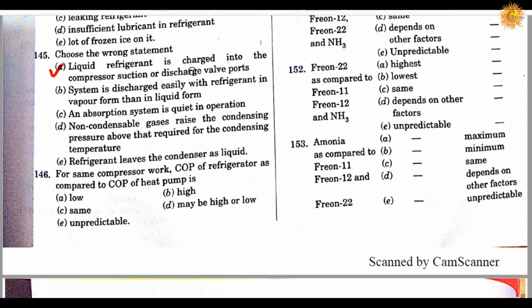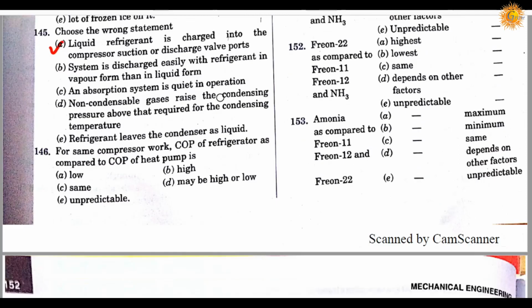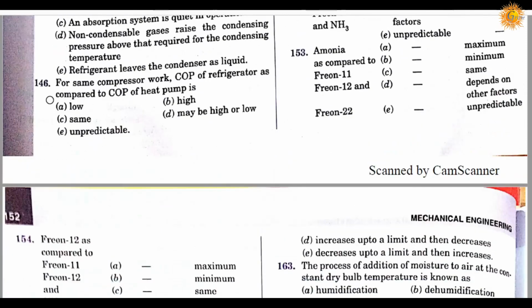Liquid refrigerant is charged into the compressor suction or discharge valve ports. Question number 146. For the same compressor work, COP of a refrigerator as compared to COP of a heat pump is: option A, low; option B, high; option C, the same; option D, may be high or low; option E, unpredictable. So the correct answer is B, it will be high.